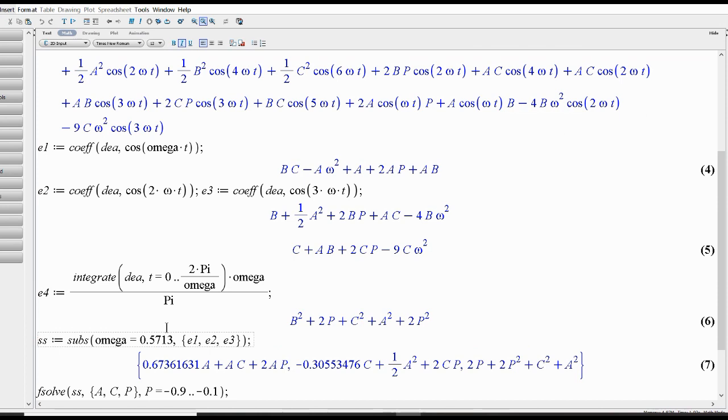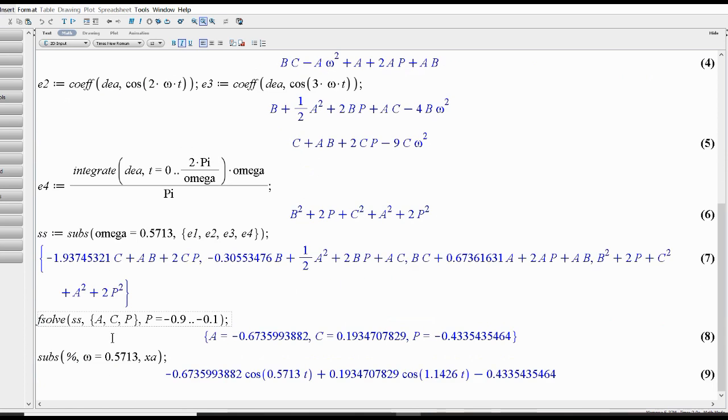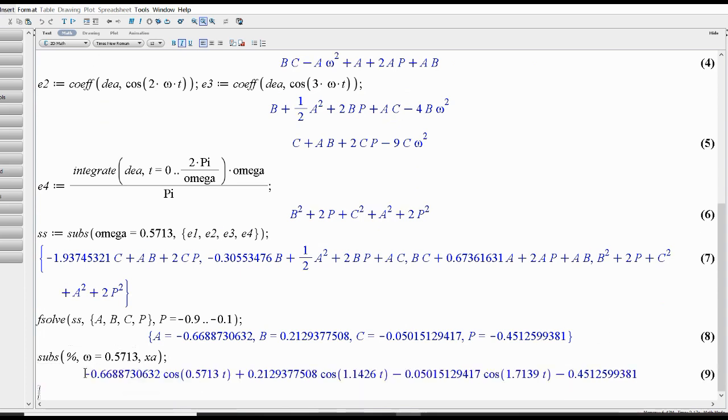Okay, that worked. Now, once again, I still have the time period. It's still 0.5713, but I will have E4 over here. I will have 4 equations, and then I will solve for A, B, C, and P, and it is giving me an answer. So this is probably a better answer, and when I substitute that, I have a new expression for X.